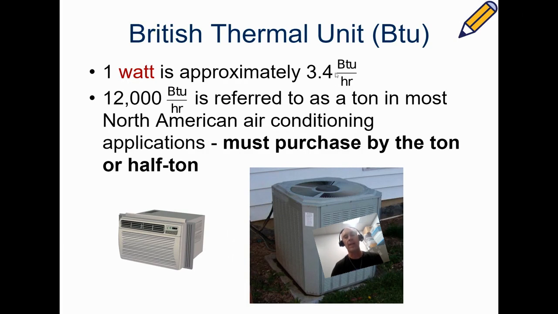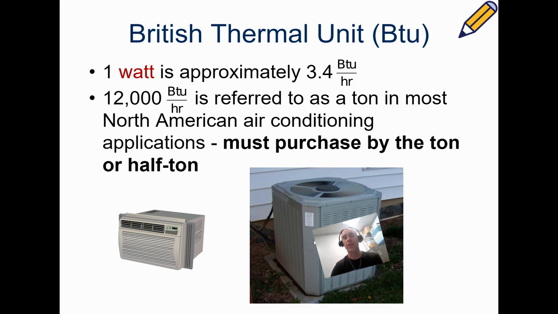The first one says a watt is approximately that, so we have a way to convert. But 12,000 BTU per hour is referred to as a ton, which is so dumb because it's 12,000. But that's just how we do things in the English measurement system. So I want you to write that down, that 12,000 BTU per hour is a ton.